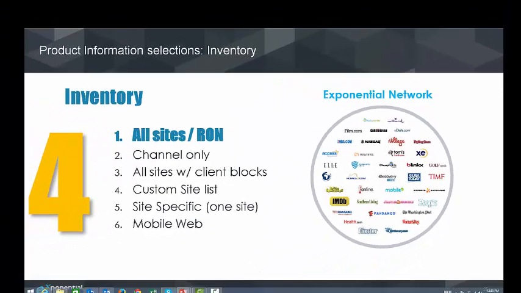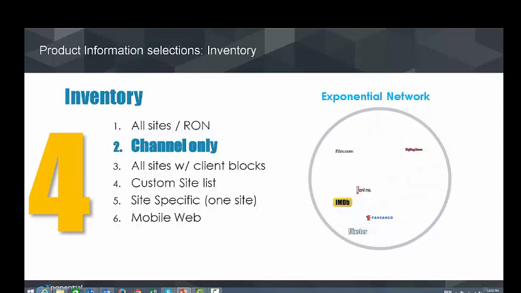Note there are some countries that by default block sites for their campaigns. Remember, IO product fields are based on IO sold. So from the client's perspective, you're still targeting 100% of the sites in the Exponential network. So in this case, you would still select all sites RON.